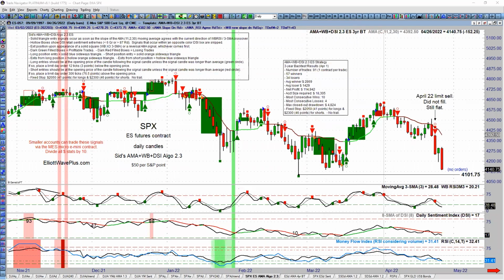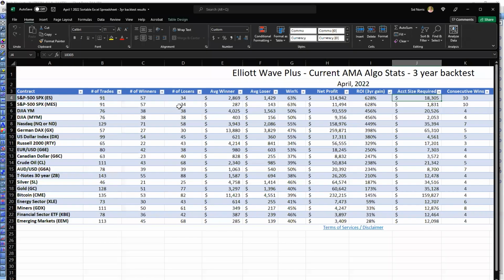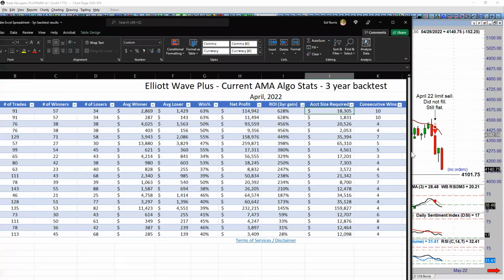So all of the algos that we show on the nightly report, on a quarterly basis, we'll take the results of those algos. Number of trades over that 3-year period, number of winners, number of losers, the average winner, the average loser, the winning percentage, the net profit, the all-important return on investment. That is, it takes the minimum account size to get started, and how much actual percentage gain there was over the 3-year period. You can see these results are fantastic.